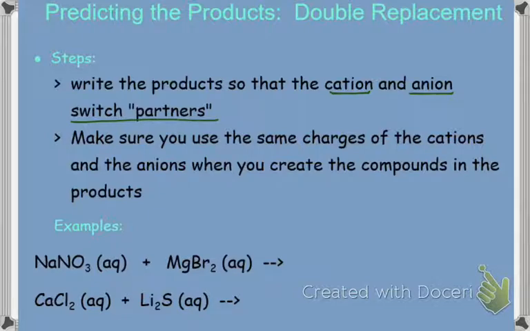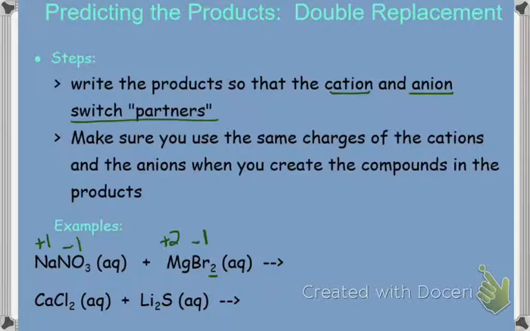So what I'm going to do first is write all the charges, just for reference this time, above the ions in the formulas. Sodium makes a +1 charge. Nitrate makes a -1 charge. Magnesium is a +2 ion, and individual Br ions are -1s. That's why there are 2 Brs bonded to this magnesium.